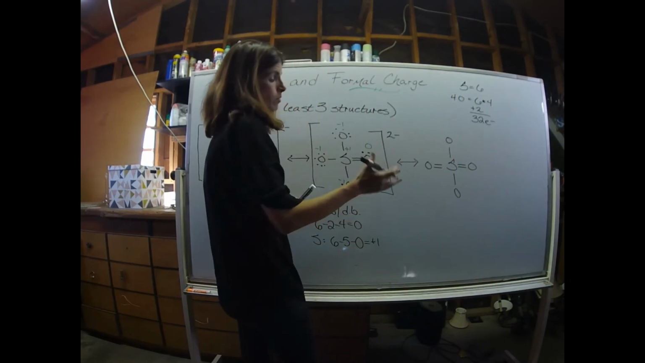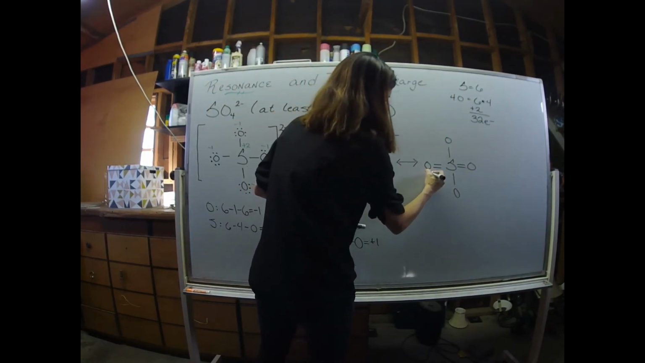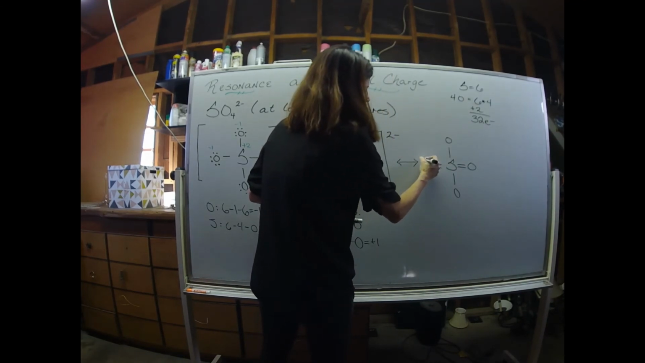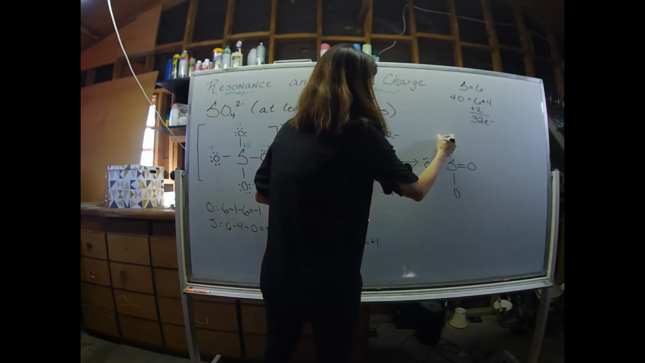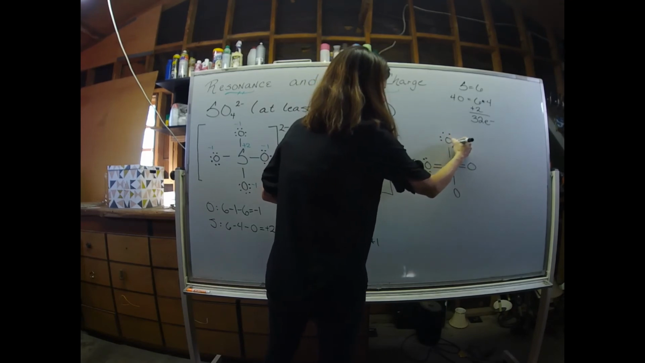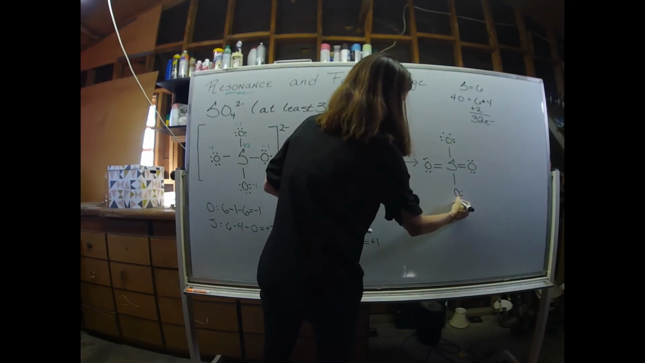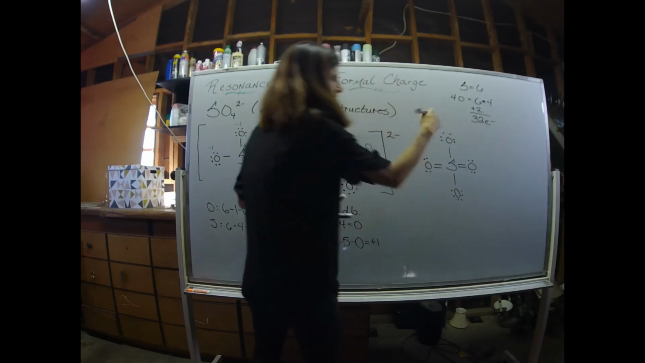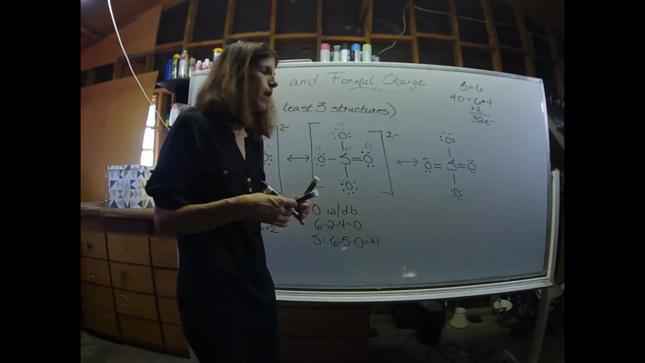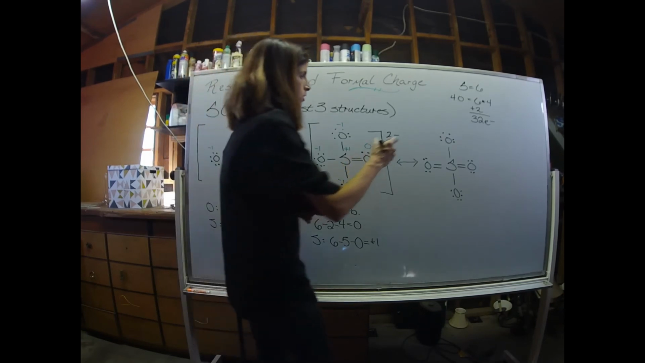Now we're going to complete the octets. So this oxygen 2, 4, 6, 8. This oxygen needs 6. And of course, take a second, count all the electrons and the bonds. Make sure you only use 32 electrons.